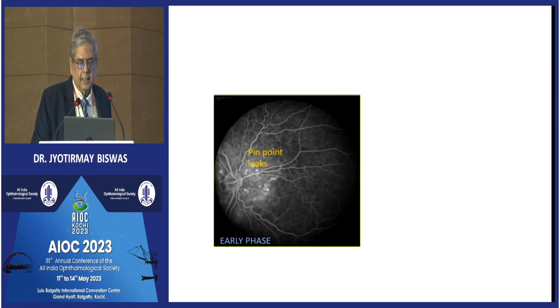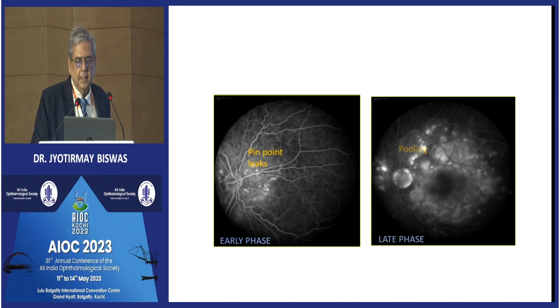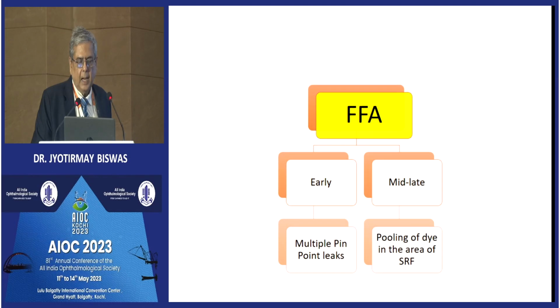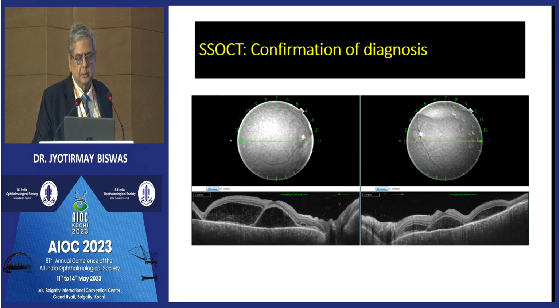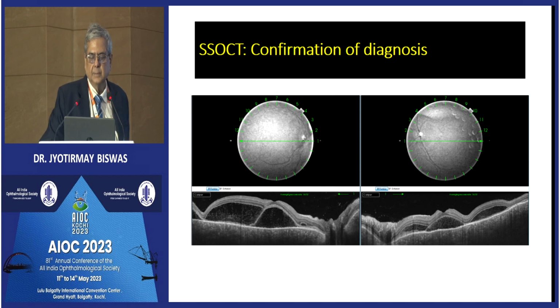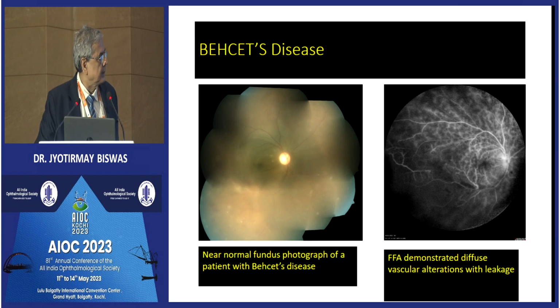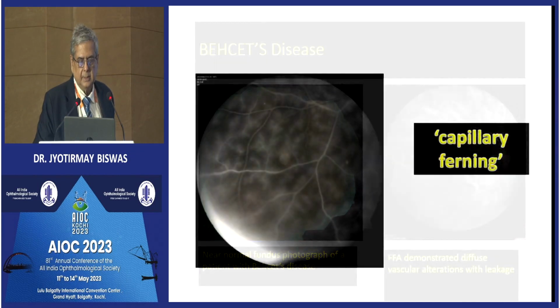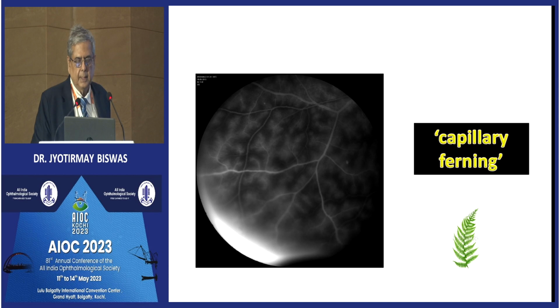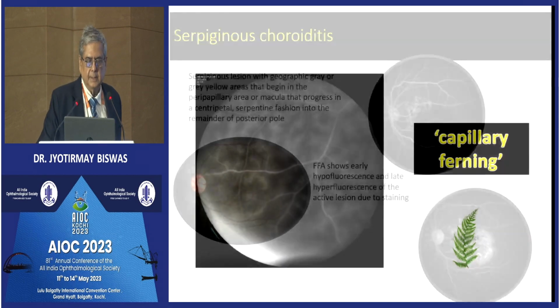This is the other eye, which has a symmetrical picture. Early there are multiple pinpoint leaks, and in the mid-late phase, pooling of the dye. Of course, swept-source OCT has now come and has aided in the diagnosis. This is a case of Eales' disease where you can see the gross capillary non-perfusion, capillary fronding over the lesions, and this is quite suggestive of Eales' disease.